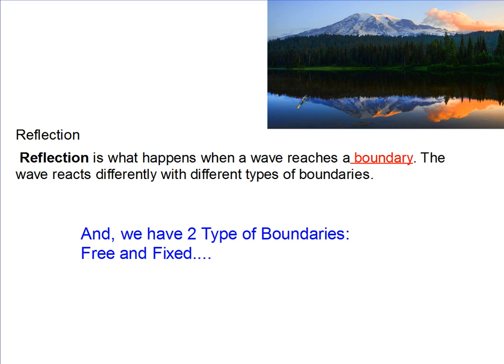Reflection is what happens when a wave reaches a boundary and it bounces off. Now there are two different things that can occur when a wave hits a boundary and it bounces off. It depends, of course, upon what type of boundary we have. Tell you what, let's see if we can figure it out with this Colorado PhET.